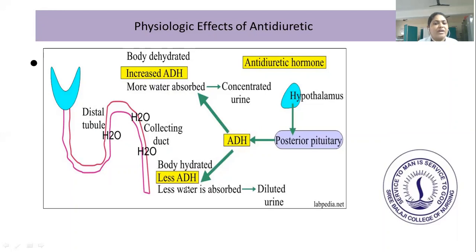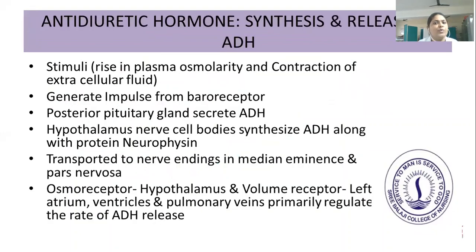But if the antidiuretic hormone is less secreted, automatically less water is absorbed in the kidney, and you will have a diluted urine, and the body will get a lot of hydration. This is the physiological effect of antidiuretic hormone.